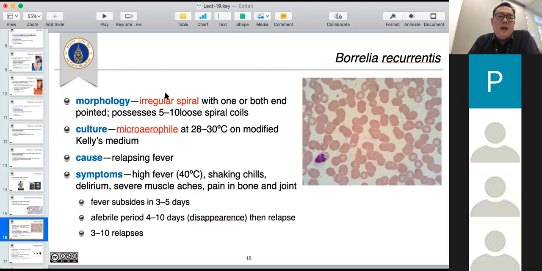symptom. Fever will subside in 3 to 5 days. So you get fever for 3 to 5 days, and then the fever disappears for about 5 to 10 days, and then fever comes back for 3 to 5 days, and back and forth like this for about 3 to 10 rounds of relapsing. That's relapsing fever.